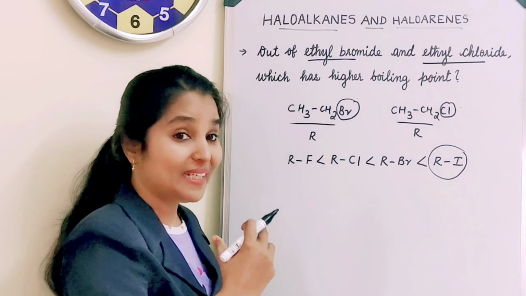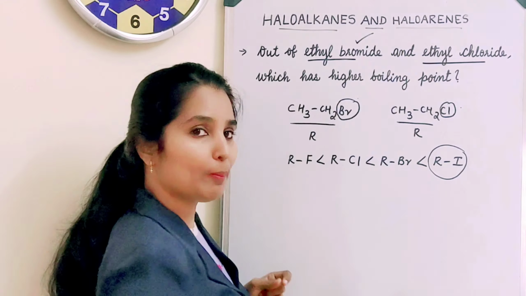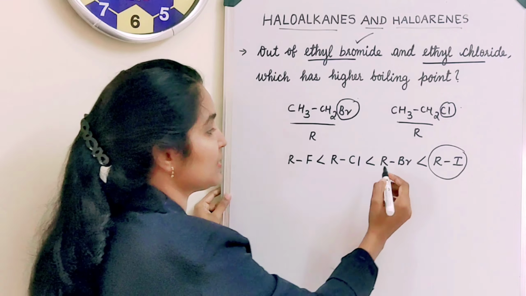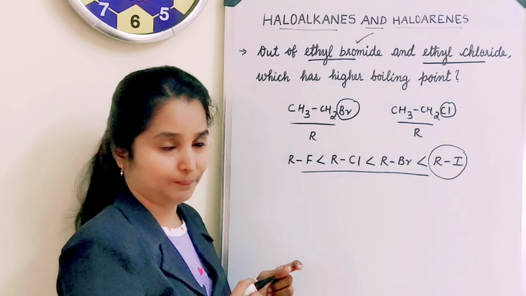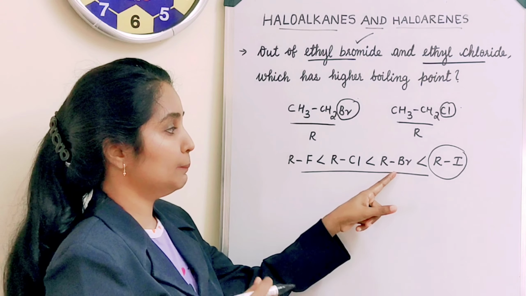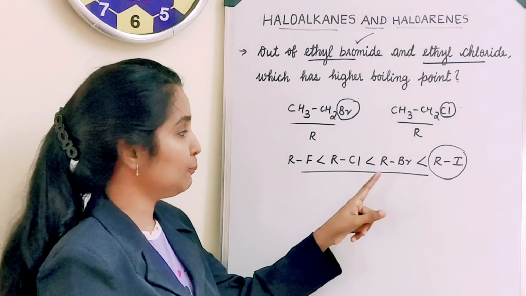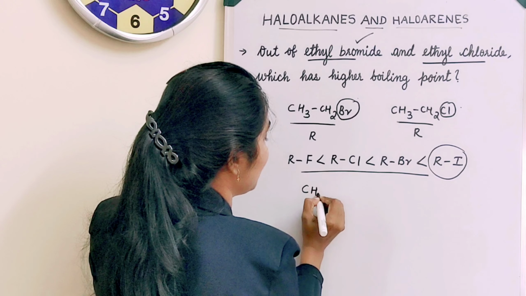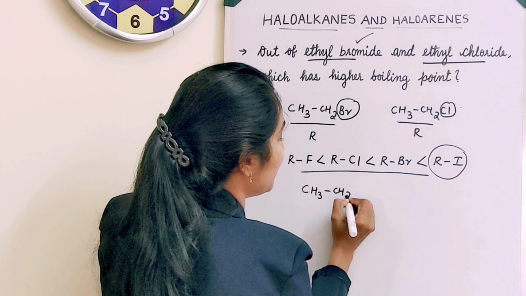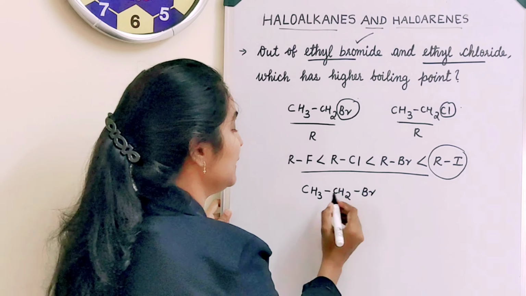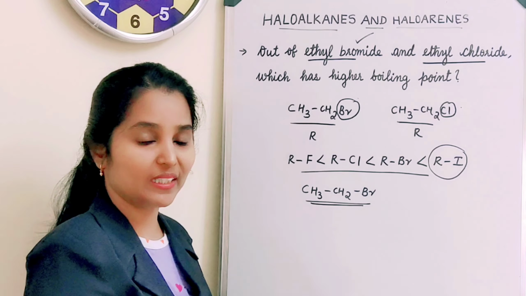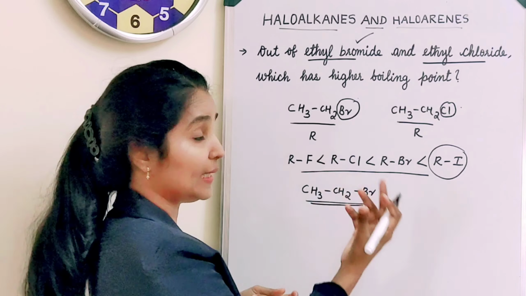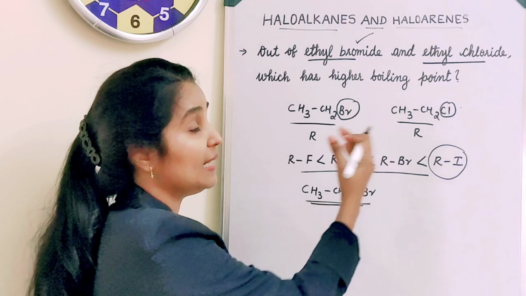So when considering ethyl bromide and ethyl chloride, which will have the higher boiling point? Ethyl bromide is going to have the higher boiling point, because according to this order it is correct. Ethyl bromide will have a better boiling point than ethyl chloride, right? So we will select ethyl bromide, CH3, CH2, Br, as having the higher boiling point when compared with ethyl chloride.